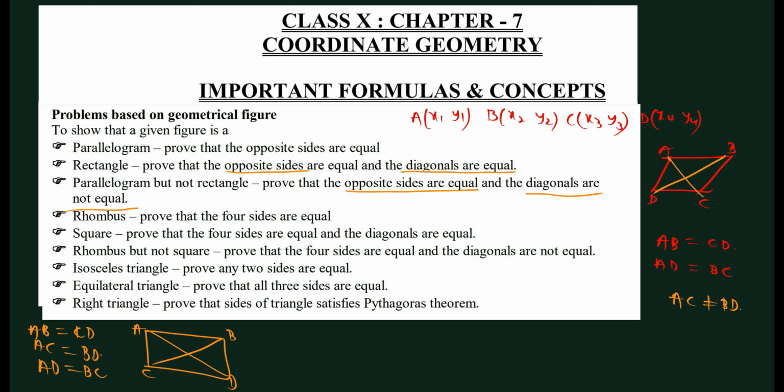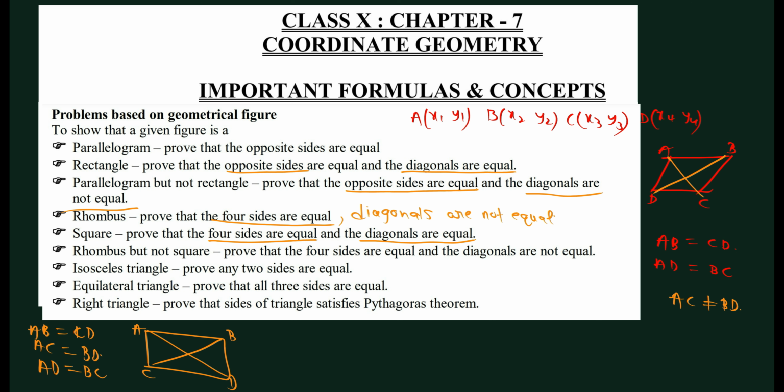Okay, for a rhombus, you have to prove all four sides are equal, but in this case, diagonals are not equal. We can add this point here: diagonals are not equal. No need to prove it, but just so you know. And for a square, all four sides are equal. Diagonals are also equal, right?